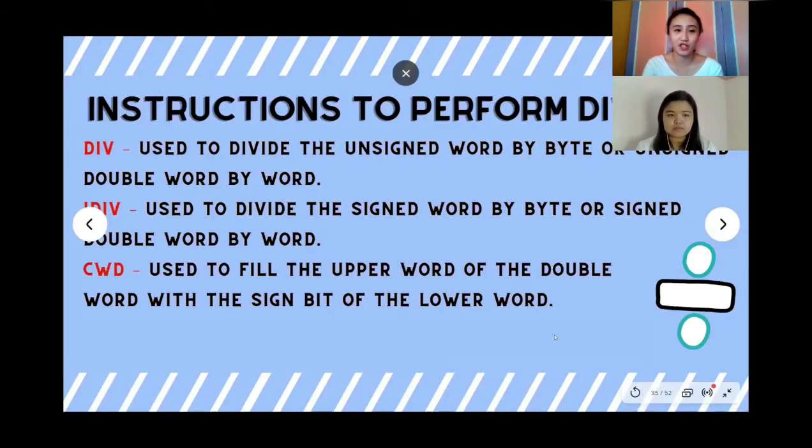Instructions to perform division. DIV, it is used to divide the unsigned word by byte or unsigned double word by word. So unsigned both, the DIV. Then IDIV, it is used to divide the signed word by byte or signed double word by word. So remember that when it is just DIV, it is unsigned. Then when it is IDIV, it is signed. Then CWD, it is used to fill the upper word of the double word with the sign bit of the lower word. Next.